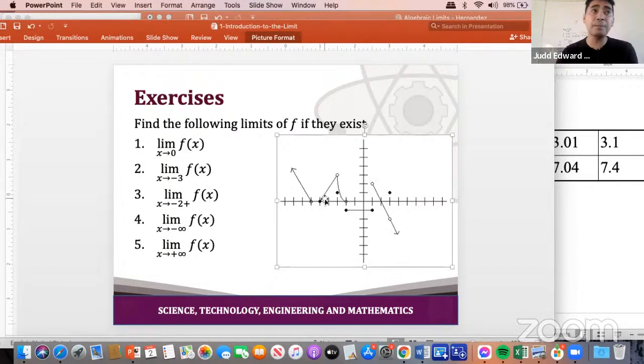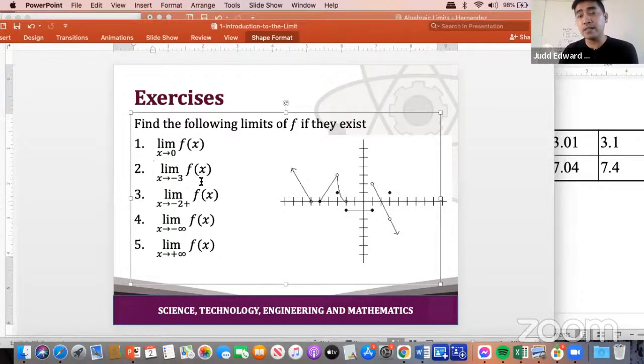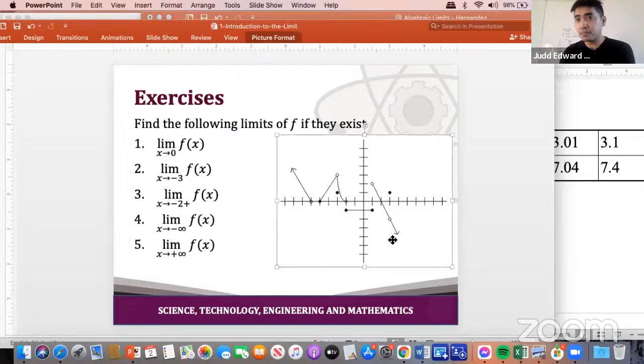Binigyan tayo ni x, dapat ang makuha natin is f of x or the y value. Okay. Punta naman tayo dito sa number 2. The limit of f of x as x approaches -3. Punta ka kay -3. Tingin sa baba. Is there a graph sa baba ng -3? Wala po. Is there a graph sa taas ng -3? Yes or no? Meron po. Meron doon, tapos meron dito.